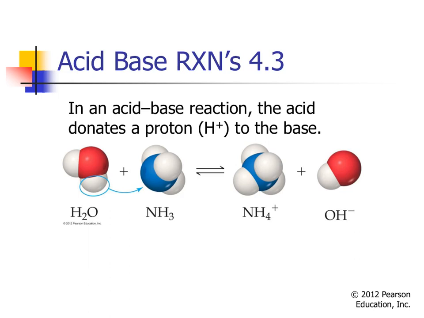So we can see that water in this case is acting as the acid, and that's one thing a lot of people ask: what is water? Is it an acid or is it a base? Well, it really depends on what it's in contact with. If water is in the presence of a base, such as ammonia, it will act as the acid, and if it's in the presence of an acid, it actually acts as a base.